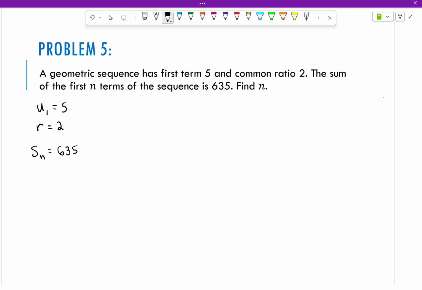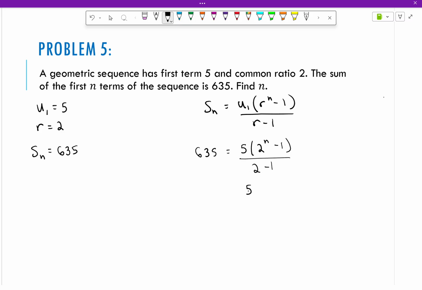So that's what I'm going to do. I'm going to figure out how many terms I need, starting at 5 and multiplying by 2, it takes for me to get to 635 when I add them up. So I'm going to use my formula. You notice everything's coming back to that formula. And my s sub n is 635. U1 is 5. R is 2. I don't know what n is. Minus 1 over 2 minus 1. 2 minus 1 is just 1. So I really just have this.